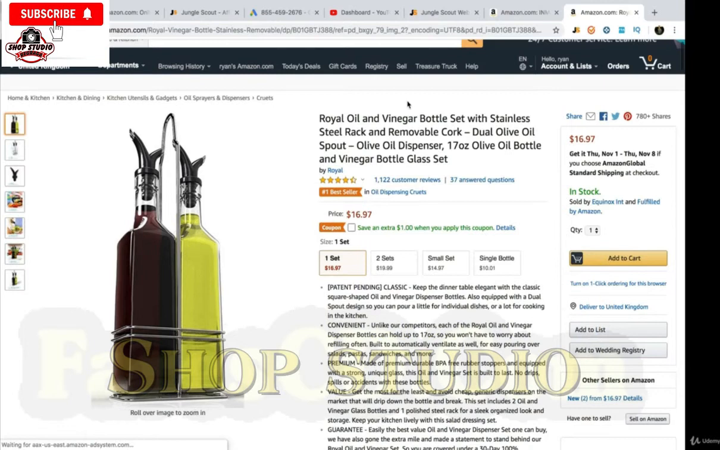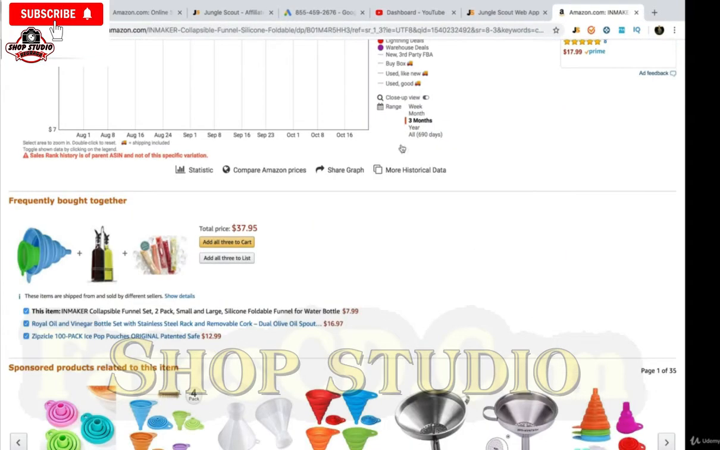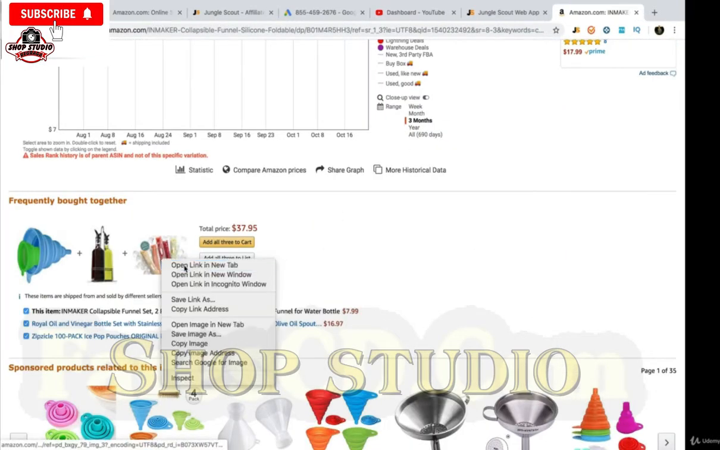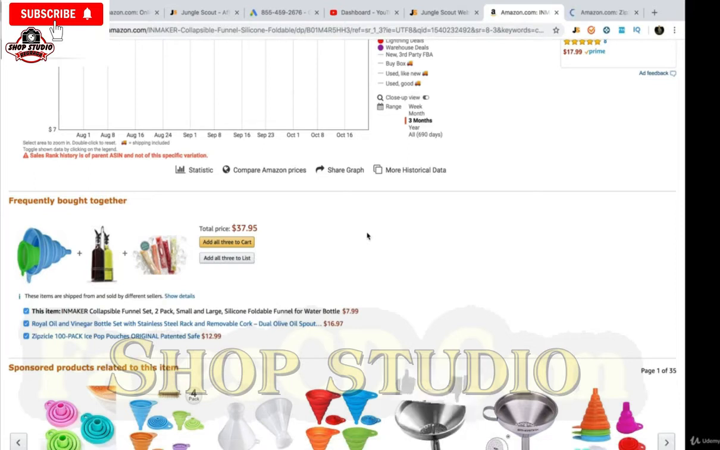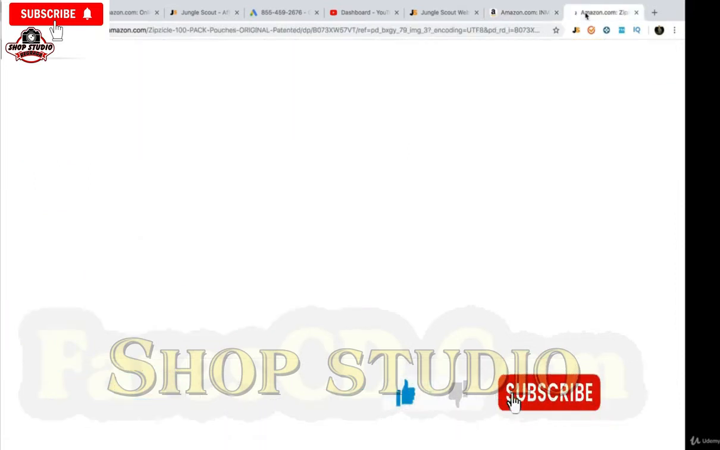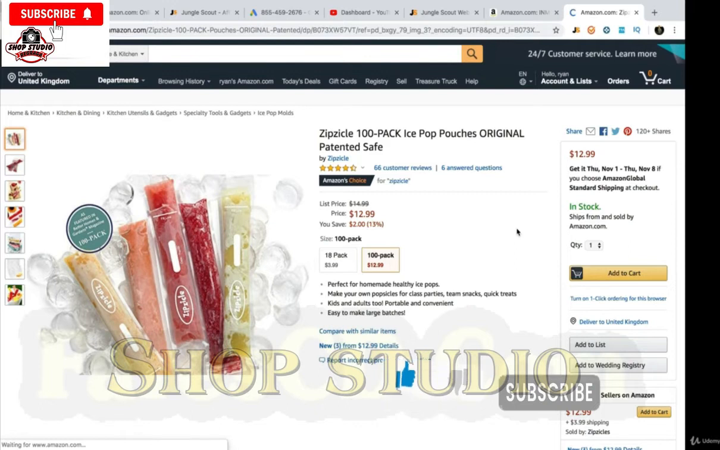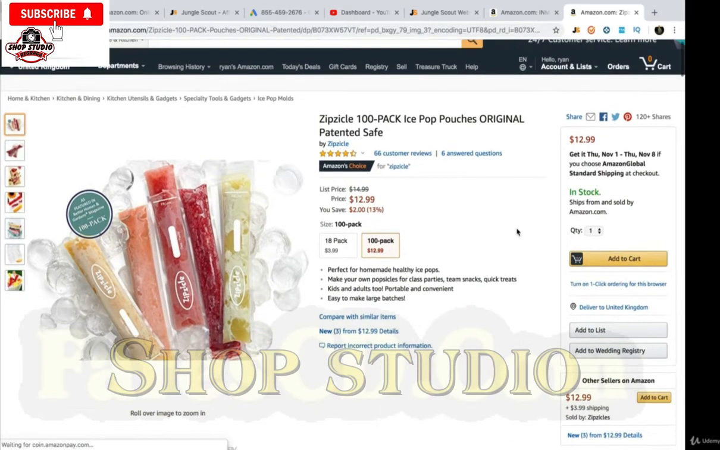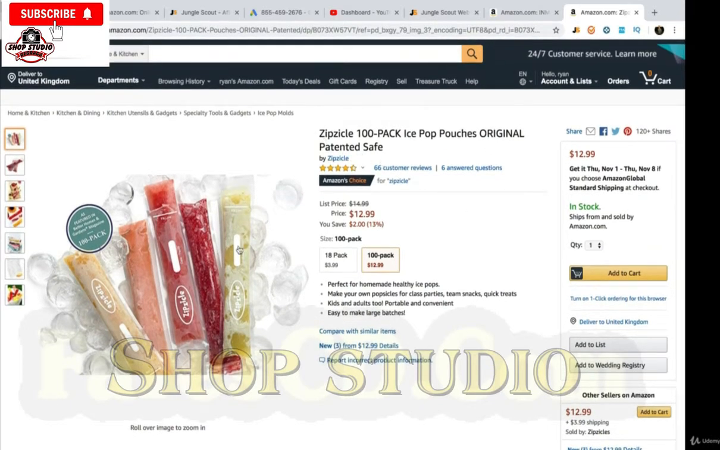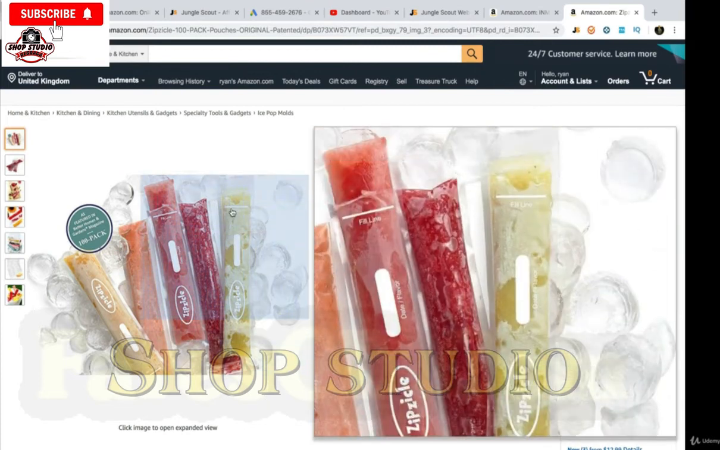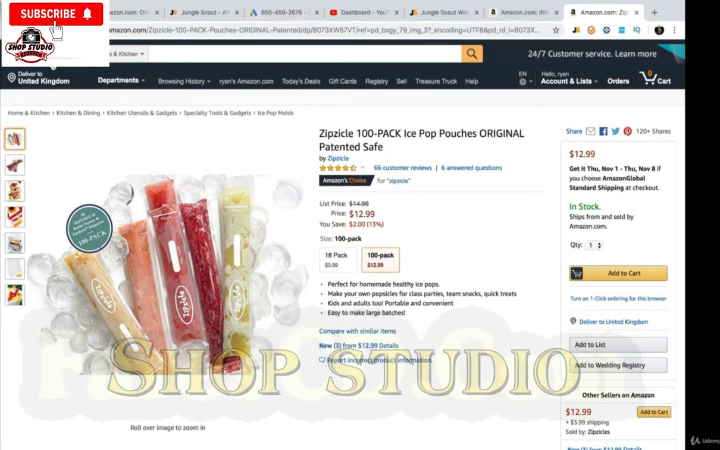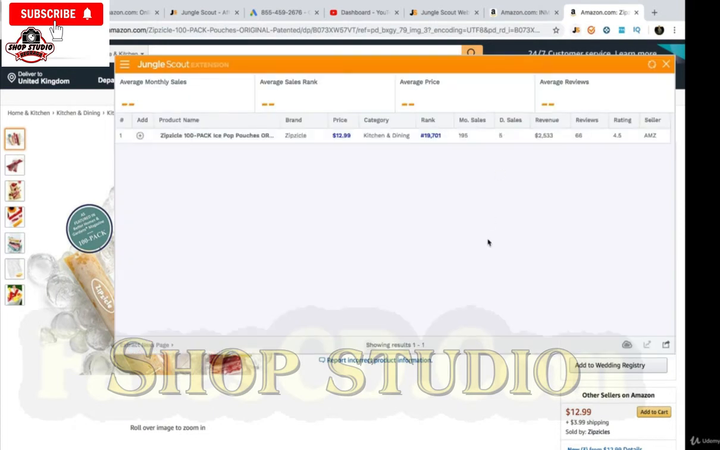rather random, a vinegar bottle set. Okay, so we're not going to worry about that. How about this? A 100-pack of ice pop pouches. Okay, so it says original and patented, but I don't see how you can patent an ice pop pouch. What we can do is, you can see this gives you an idea of a product that you can potentially, if the numbers are good, we can get up the Chrome extension and have a look exactly what the numbers are.